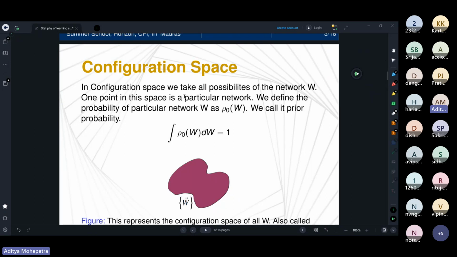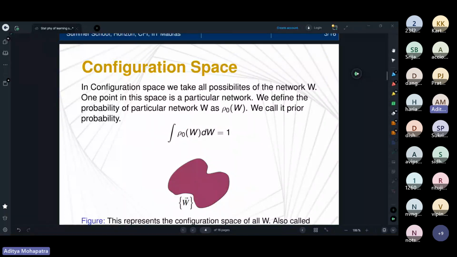In configuration space, what we do is we take all possibilities of the network W, like all possible functions. Got it? So one point in this space is a particular network W, a particular function f of W. And we define the probability of that particular network as rho naught W, call it prior probability. Basically, rho naught W is choosing a particular W out of all possible options.